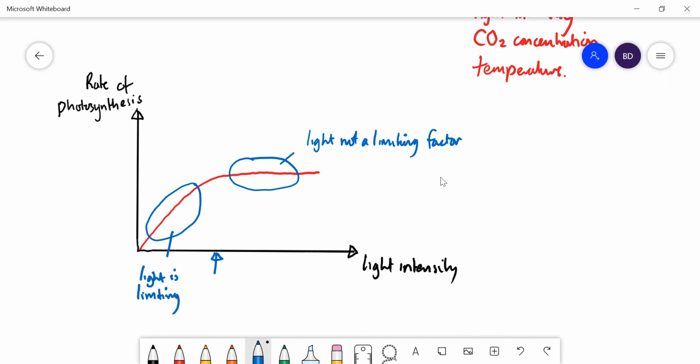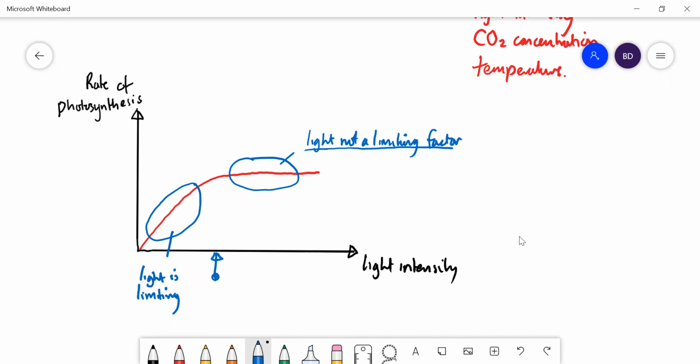So where light's not limiting, if you want to make it go faster, there's no point increasing the light intensity anymore. That's not going to do anything. You might be able to make it go faster by having an increased carbon dioxide concentration or a higher temperature, but light's not going to do it. I suppose at this point, it's the chlorophyll molecules that are absorbing light, and presumably they're all working flat out. So giving more light, they can't go any faster.